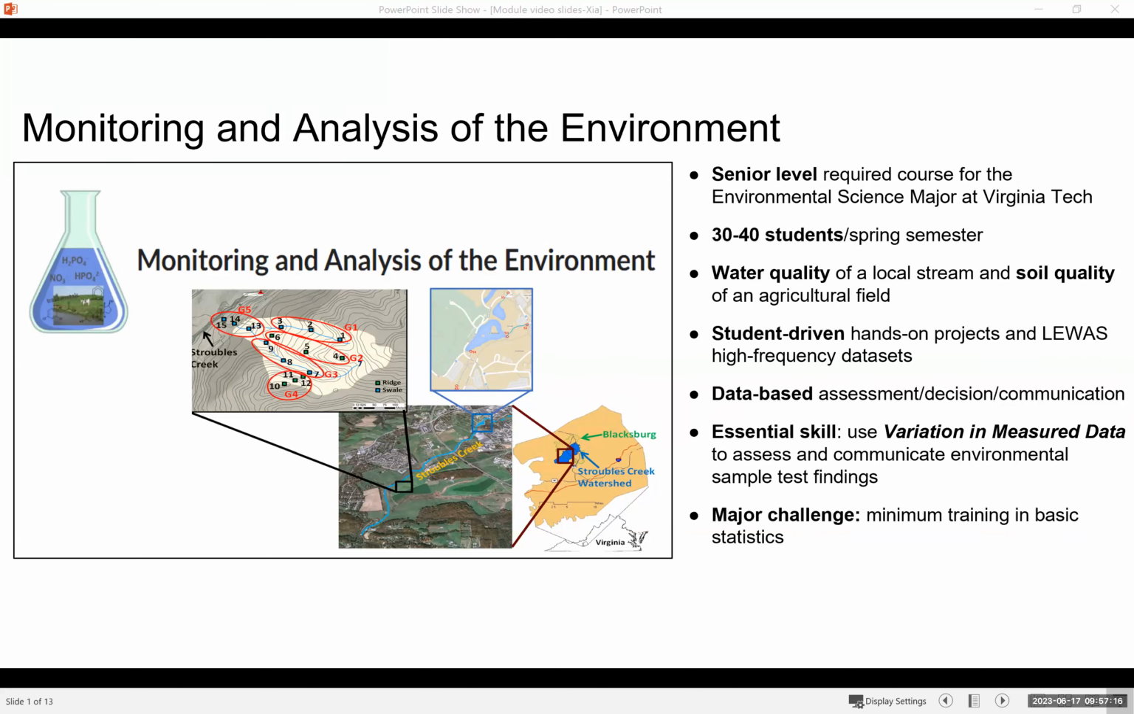So overall, teaching data science for this lab course, the challenge is that many students came into the class with very minimum training in basic statistics. Most of the students do not remember what they learned from the statistic class in freshman or sophomore year.